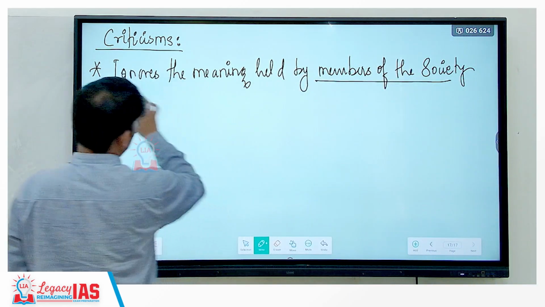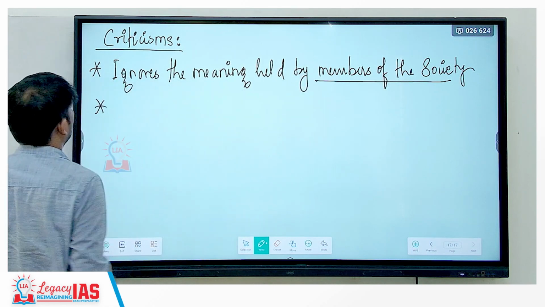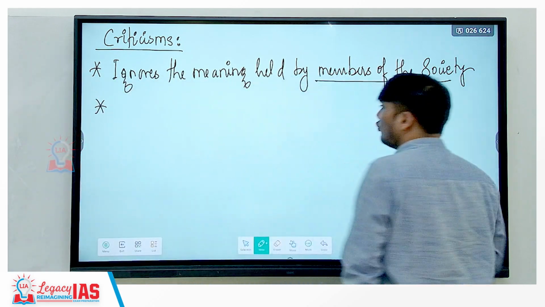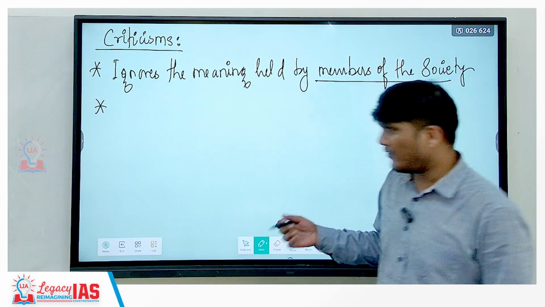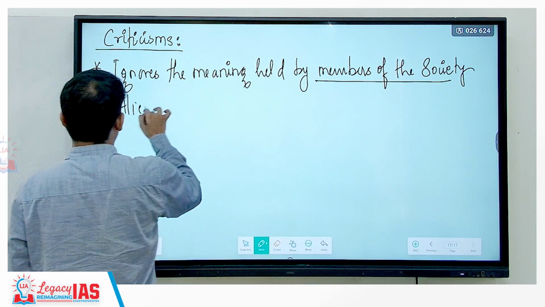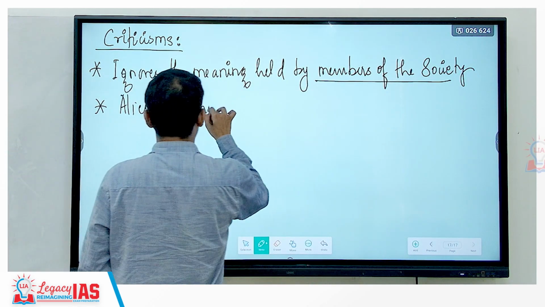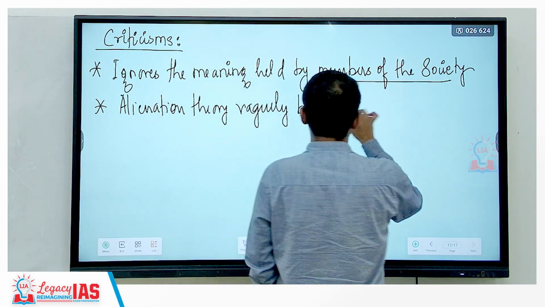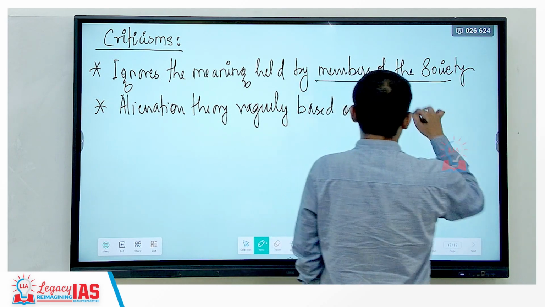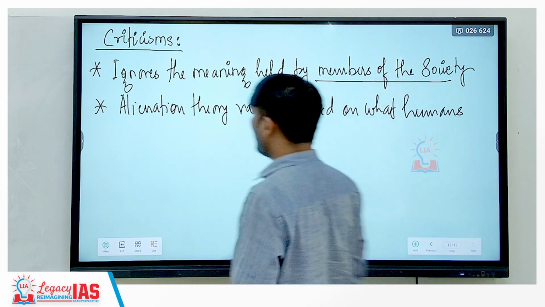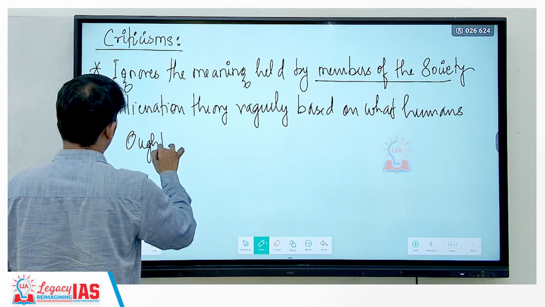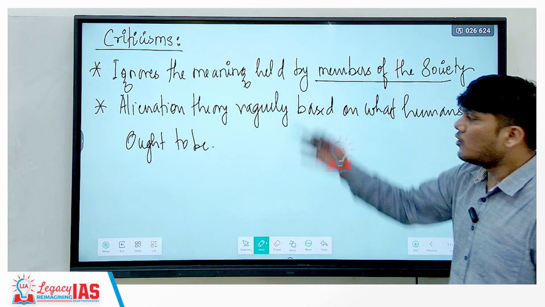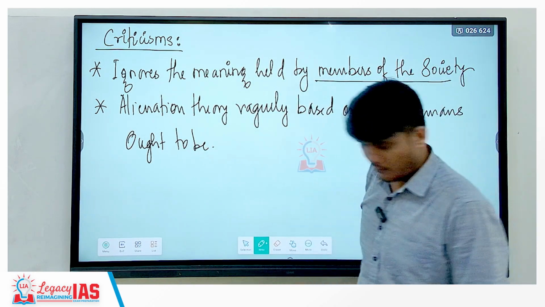So why was this disregarded? Because Marx paints a very vague picture of what human beings should be. So the alienation theory is vaguely based on what humans ought to be. But who has decided that humans have to be like this only? No one. So that exactly is the criticism over here.